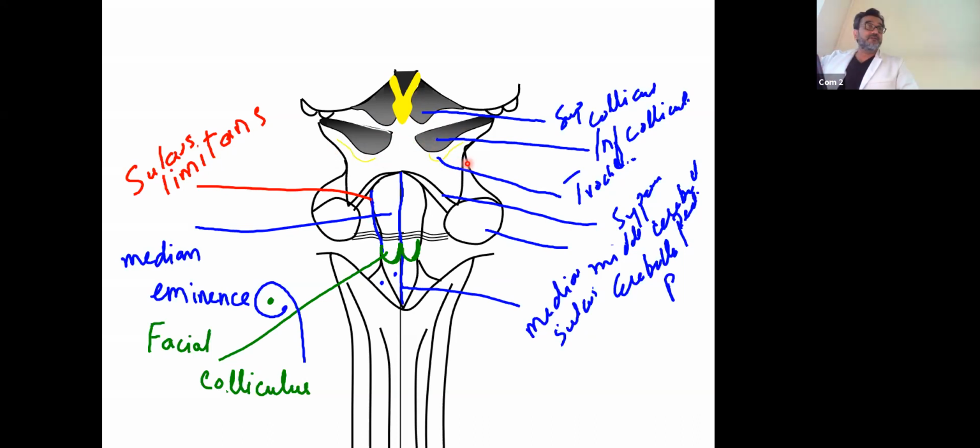Can you make out these things at the posterior surface of the brainstem? Okay.